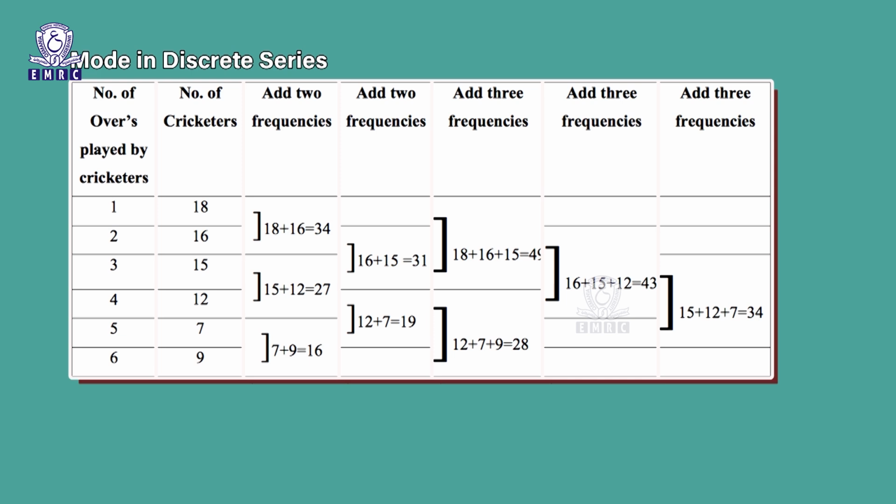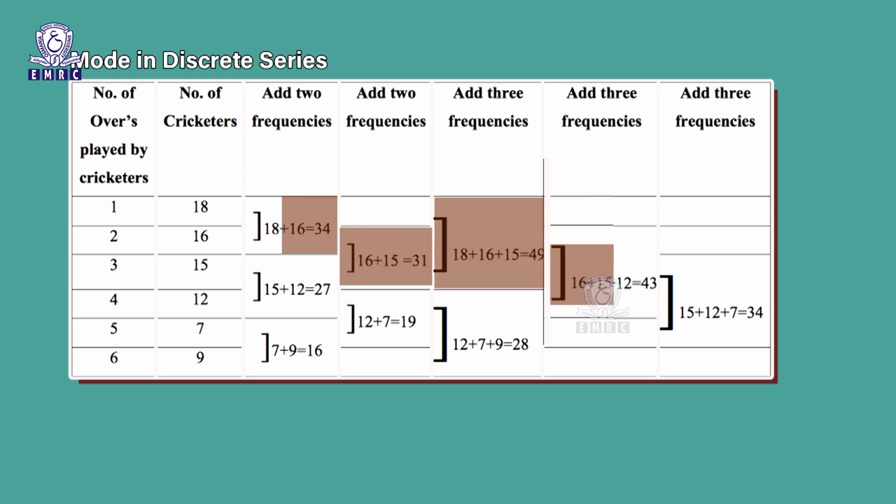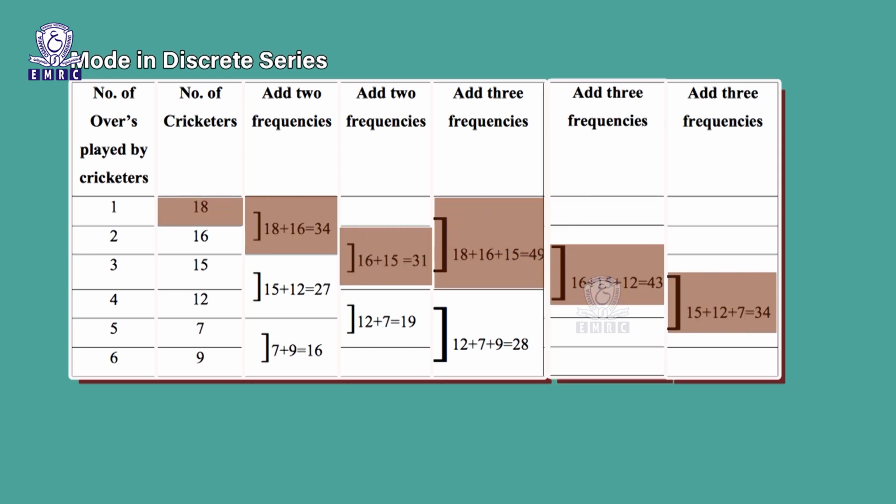The next step is to identify the highest number in each column. If you see in the third column, out of 34, 27 and 16, 34 is the highest. In the fourth column, out of 31 and 19, 31 is the highest number. In the fifth column, out of 49 and 28, 49 is the highest number. And in the sixth column, there is only one number, so we are going to assume that it is the highest number, that is 43. And even in the seventh column, we have only one number, that is 34. So we are going to assume that as the highest number.